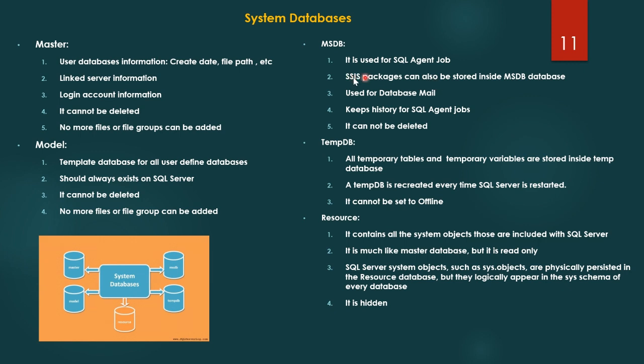So MSDB is also responsible for storing SSIS packages, so that we can automate. We bring the package to SQL Server and store it here, whenever we want to automatically run the SSIS package file. So it will be stored in this, and it is also responsible for keeping database mail. It keeps history for SQL Agent jobs. Okay, all SQL Agent jobs.